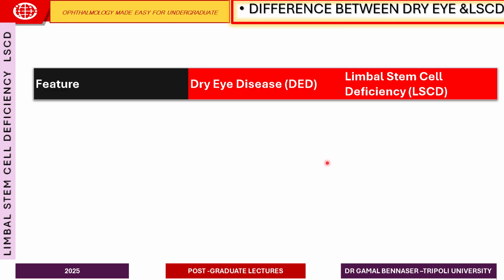Now, in the current discussion, we will speak in detail about how we differentiate between dry eye and limbal stem cell deficiency. The distinction is very important, and at the same time, it is difficult unless based on a solid clinical background as well as some investigatory tools.